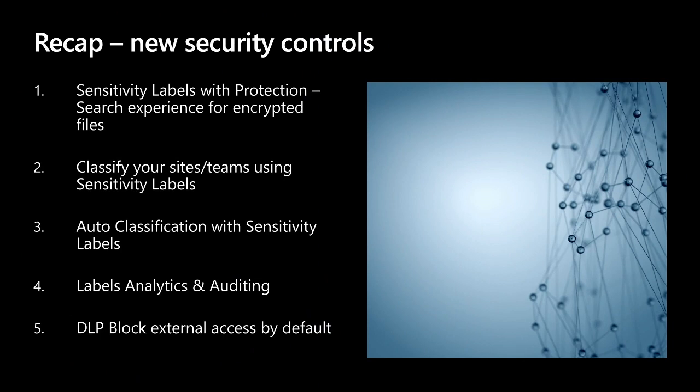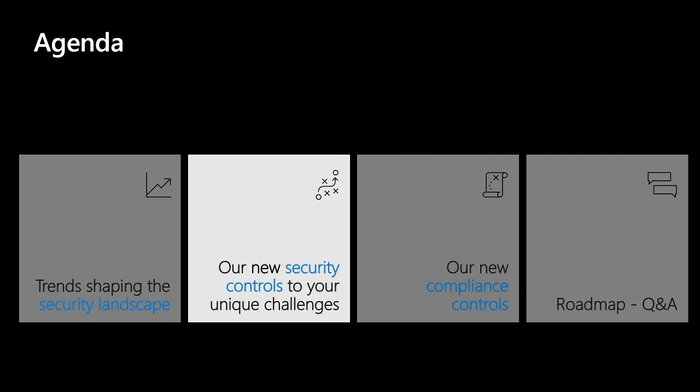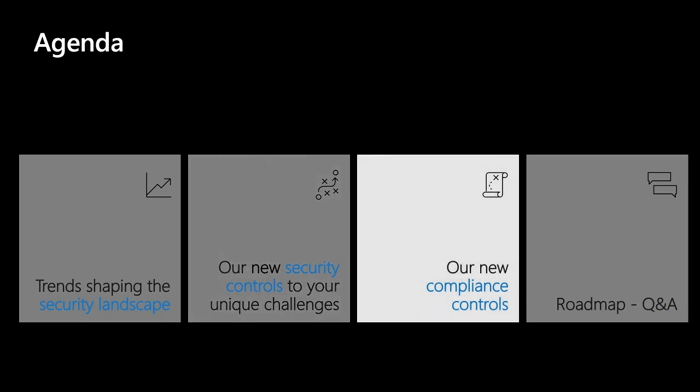Third of all, I showed you also the automatic classification with sensitivity labels and how easy it is to create an auto labeling policy, and then the sensitive files are now automatically labeled. And then we showed the label analytics or the data classification insights experience and the Office 365 audit logs. And then finally, we also showed you the DLP improvements in Teams as well as in SharePoint. So that wraps up our security controls topic. Now let's move on to compliance controls.